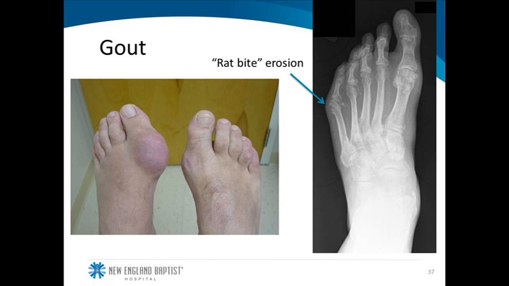He has a classic gout finding of an erosion at the head of his left fifth metatarsal bone. The erosion has the appearance of a rat bite and has overhanging edges. This is a classic finding for gout. It's termed rat bite because it looks like a rat took a bite out of the bone.